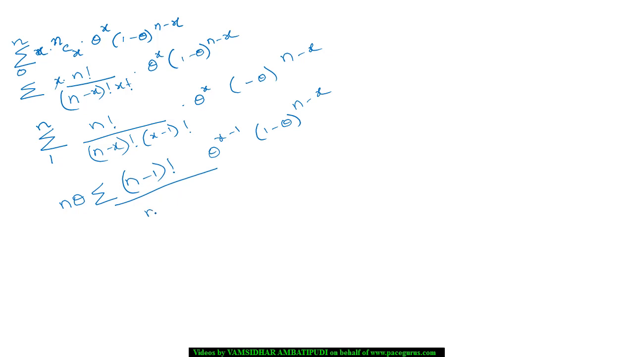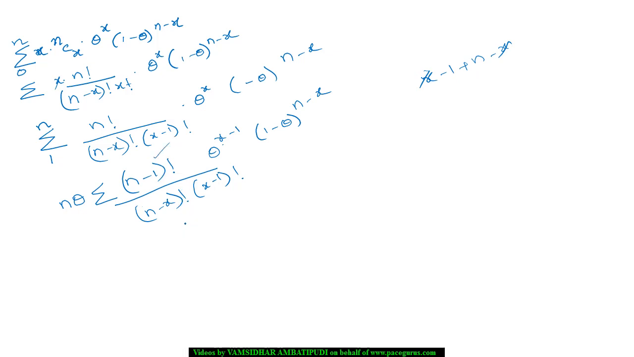And this will become (n minus x) factorial into (x minus 1) factorial. You look at this, n factorial. So now n is n minus 1, right? If you look at the total, (x minus 1) plus (n minus x), which is nothing but n minus 1. So total number of trials is n minus 1.